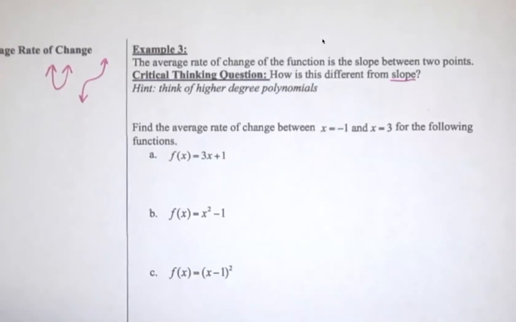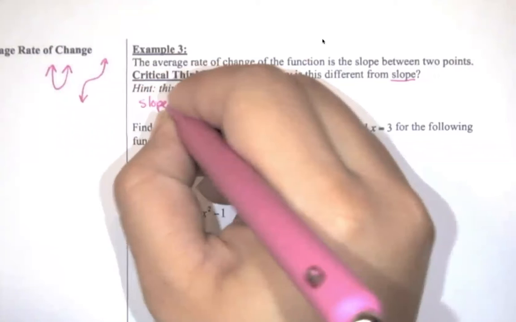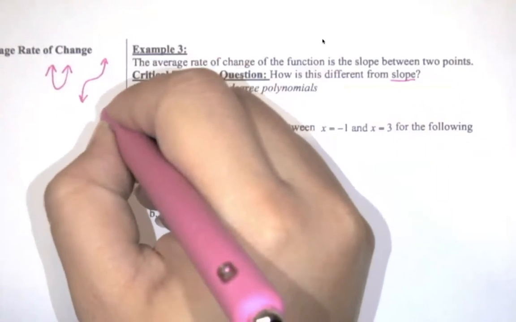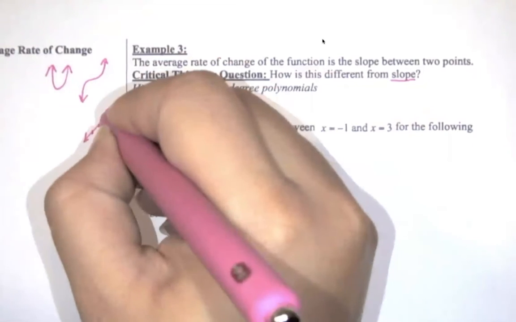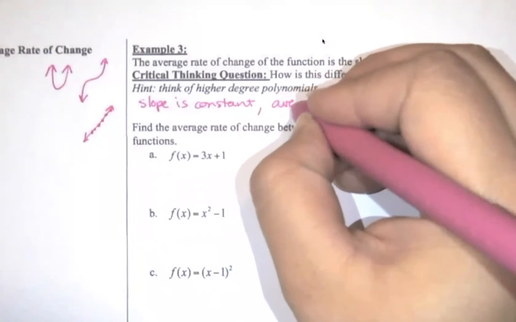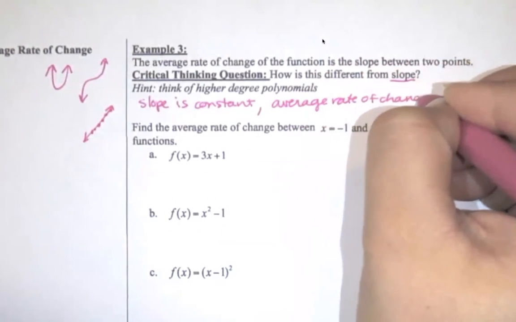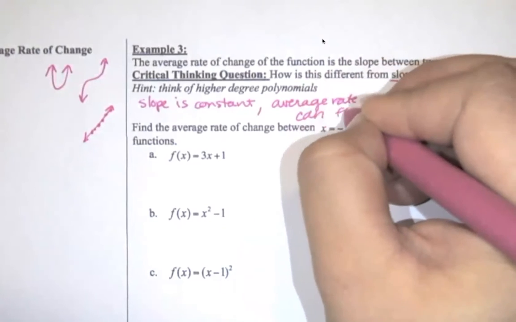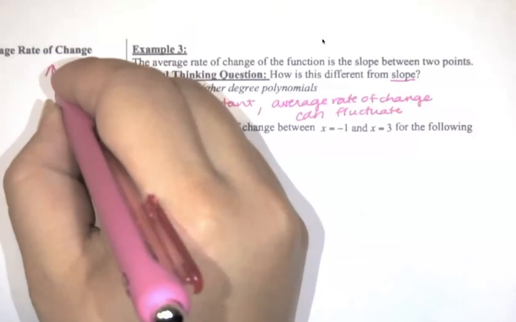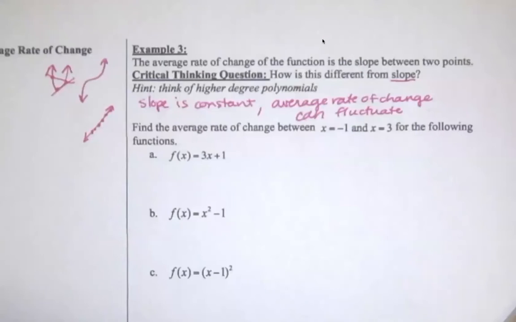Hopefully some of the things you might have thought of or discussed is that for a line, slope is constant. So if I draw a line here, no matter which 2 points I choose, the slope will always be the same. But the average rate of change can fluctuate or change. So if I pick 2 points on the parabola, I might get a certain slope, whereas if I pick 2 different points, I will get a different slope.